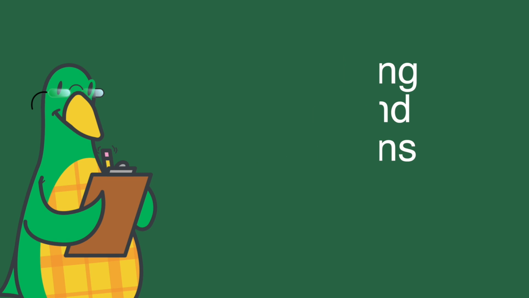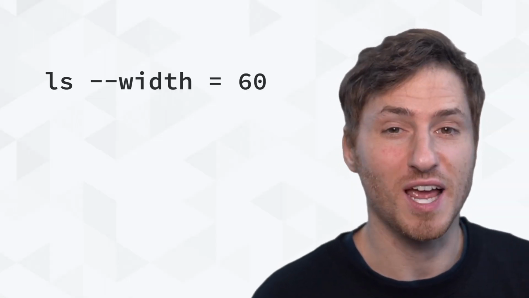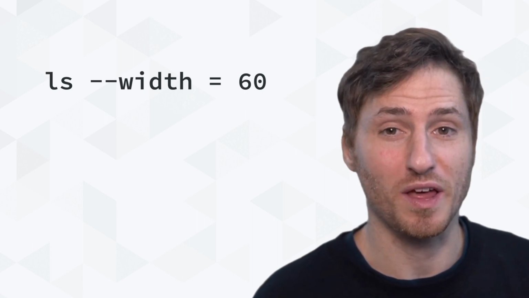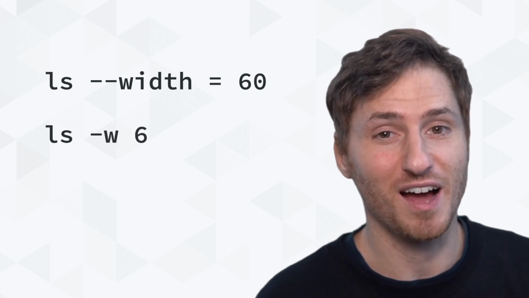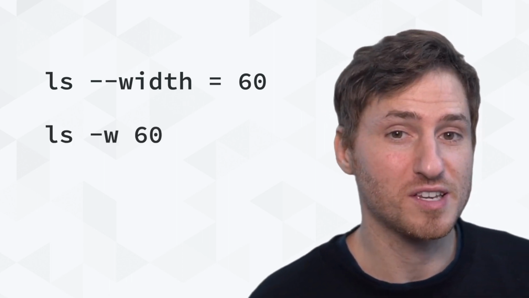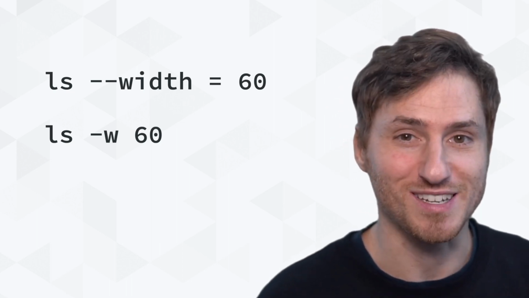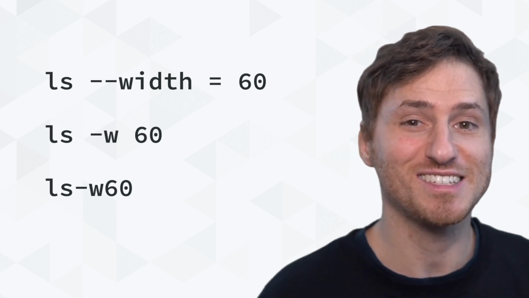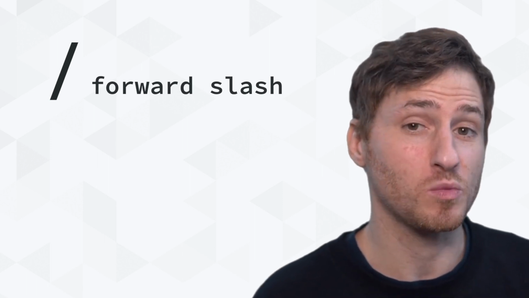Combining command operations. Some operations can be combined when there is a double dash. Here's one example. ls --width=60. But this can also be shortened into typing this. ls -w 60. I'll shorten the word width to simply w, and this can be shortened even more by getting rid of the spaces, which becomes this, ls -w60.